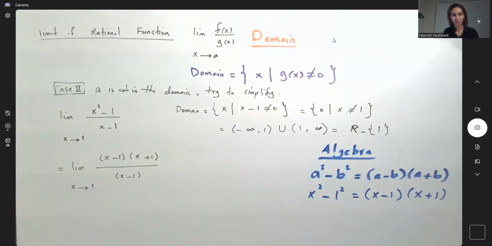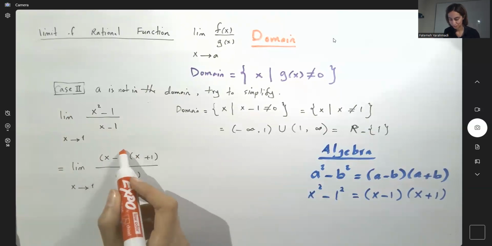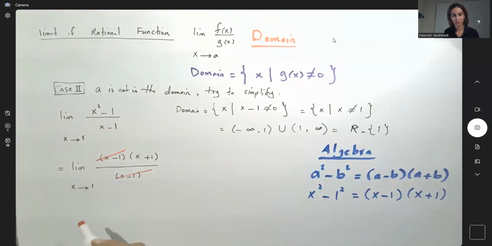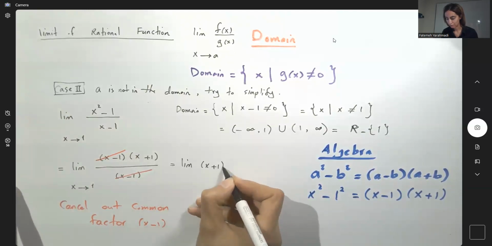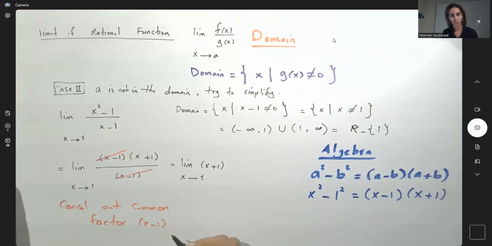Now we can get rid of common factors. x minus 1 and x minus 1 are common factors. Cancel out the common factor, which is x minus 1. So this rational function simplified to a linear function, as x approaches 1.